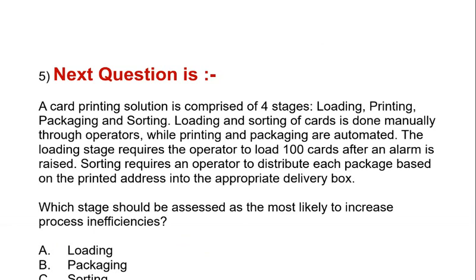Question: A card printing solution is comprised of four stages: loading, printing, packaging, and sorting. Loading and sorting of cards is done manually through operators, while printing and packaging are automated. The loading stage requires the operator to load 100 cards after an alarm is raised. Sorting requires an operator to distribute each package based on the printed address into the appropriate delivery box. Which stage should be assessed as the most likely to increase process inefficiencies?